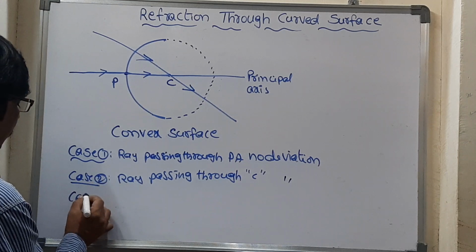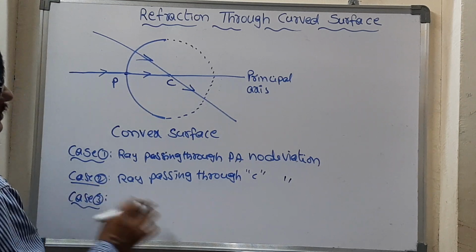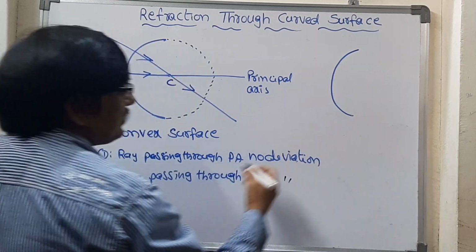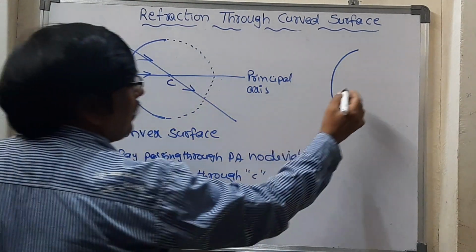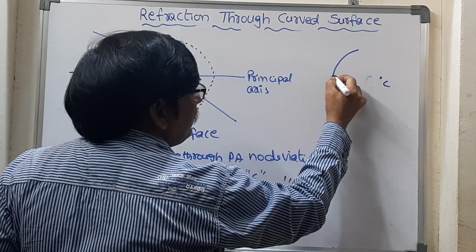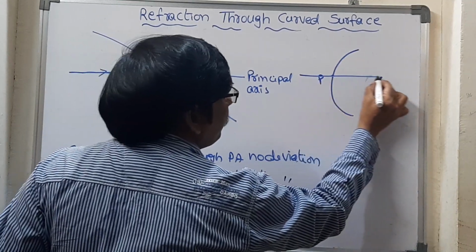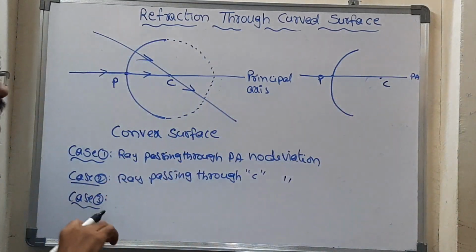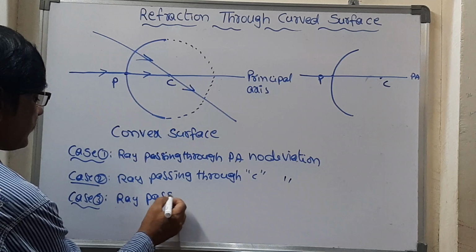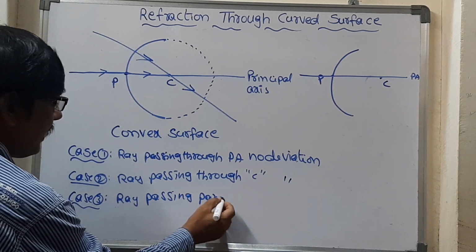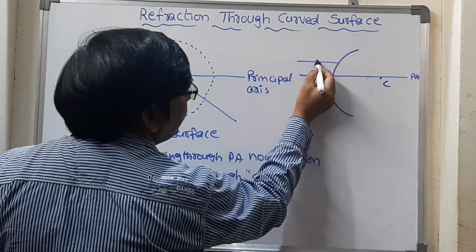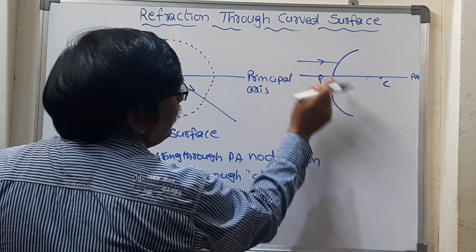This is one of the very important cases. Let us draw the third case here, so you will not get any confusion. Let us take a single curved surface, and then we will take C, and then P, and we will draw the principal axis. This is the principal axis. The third situation is a ray passing parallel to the principal axis. And how will it be?